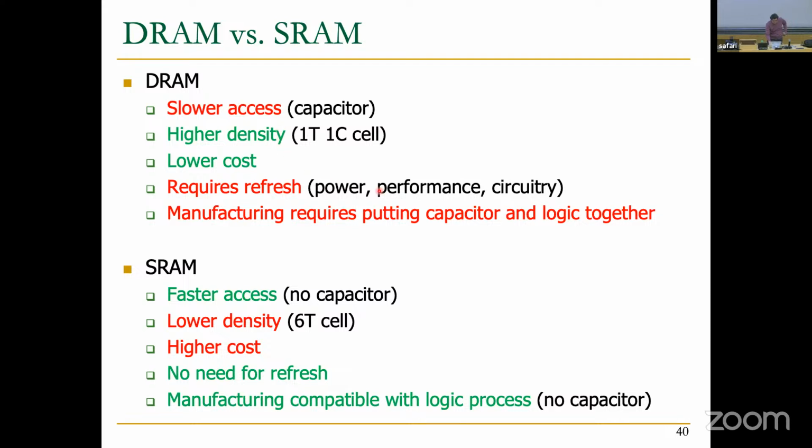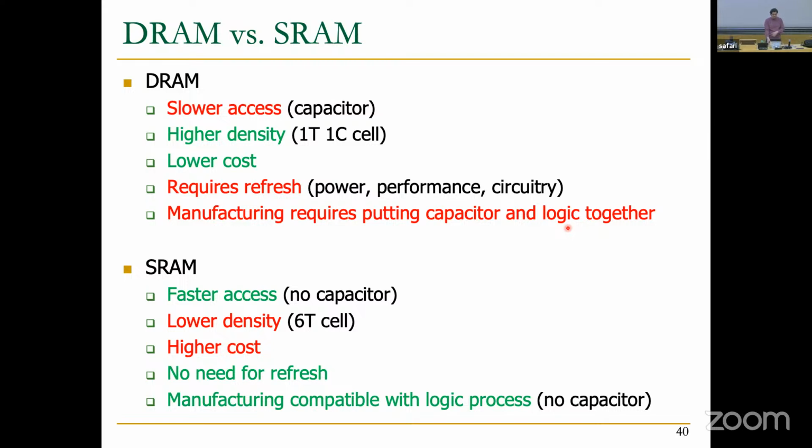And finally, manufacturing for DRAM requires putting capacitor and logic together. What does this mean? You have a DRAM array that's subject to interesting manufacturing constraints, and you have to put some logic around it to have the array access path implemented. You have some logic elements inside the DRAM chip, outside the DRAM array. And this makes it a bit more challenging to manufacture.